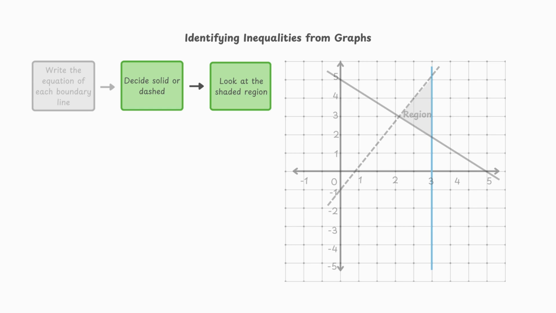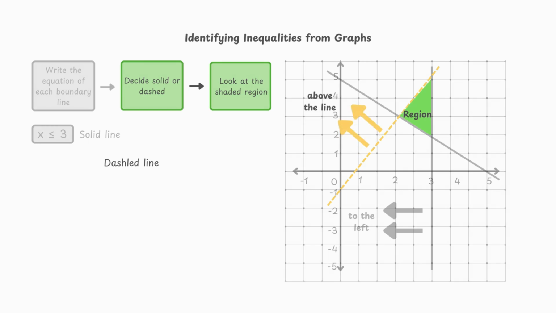Start with the vertical blue line. This line is solid, so the inequality will include an equal sign. Looking at the shaded region, it is to the left of this line. So the inequality is x is less than or equal to 3. Now look at the dashed diagonal line. Because the line is dashed, it does not include an equal sign. Now focus on the shaded region. It is above this line. So the inequality is y is greater than 2x minus 1.